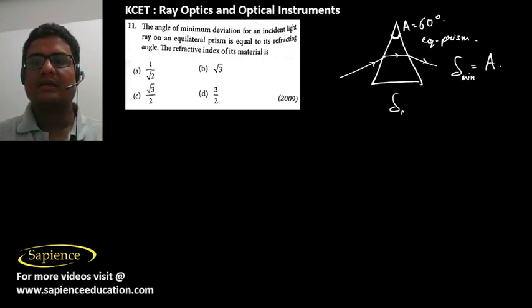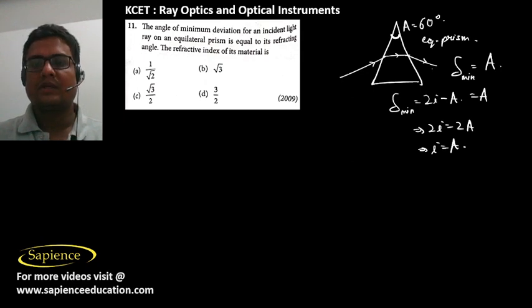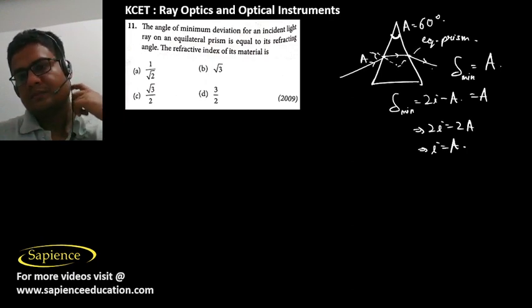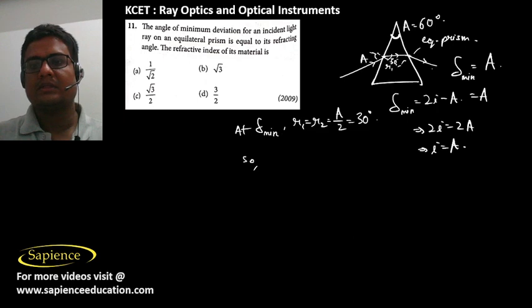Okay, so the angle of minimum deviation is given as 2i minus A. So it is equal to A. So it means that 2i is equal to 2A. So i is equal to A. So the angle of incidence is equal to the angle of the prism, and we know that at minimum deviation, the refracting angles r1 equal r2, that is equal to A by 2, which is equal to 30 degrees. So this is 30 degrees and this is 60 degrees.